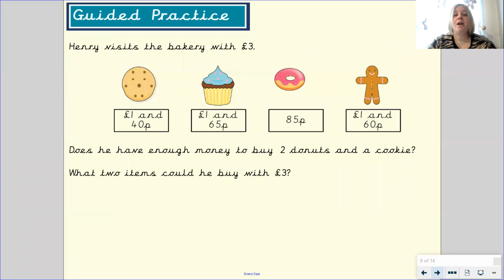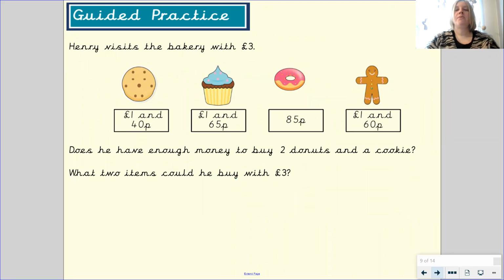Let's have a go at this question. Henry visits the bakery with £3. Does he have enough money to buy 2 donuts and a cookie? So let's start by breaking this down. Henry wants to buy 2 donuts and a cookie. How much do 2 donuts and a cookie cost?